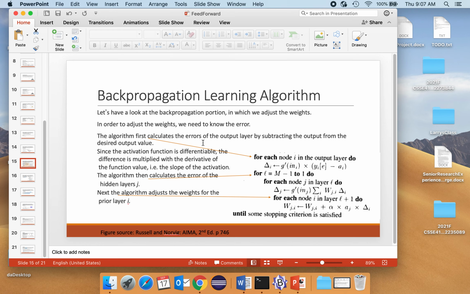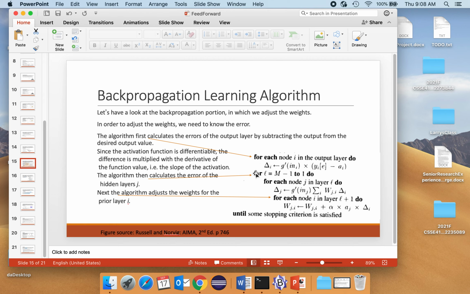We'll explain in a moment what we're doing over here. But the key idea is, even for perceptrons we do that because, as I said, we now have a sigmoid activation function. That one is differentiable. So the difference is multiplied with the derivative of the function, in other words, the slope of the activation. That's how you can visualize this. Now we have the error for each node at the output unit.